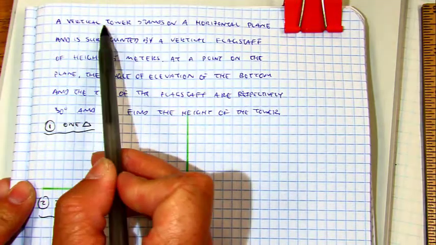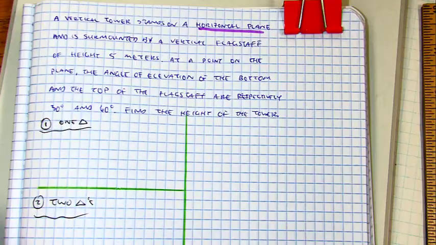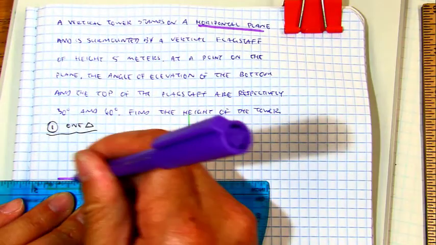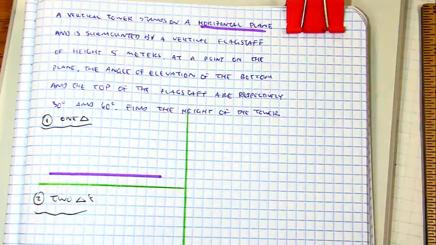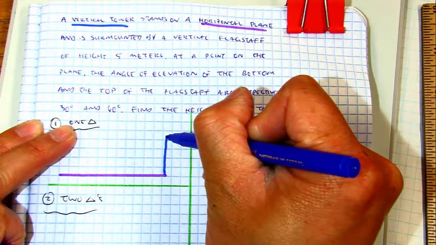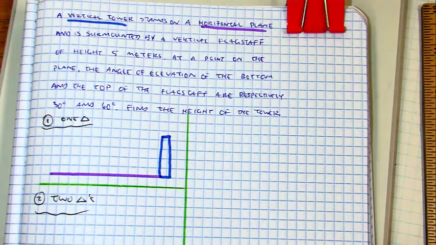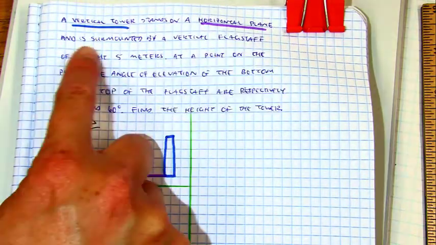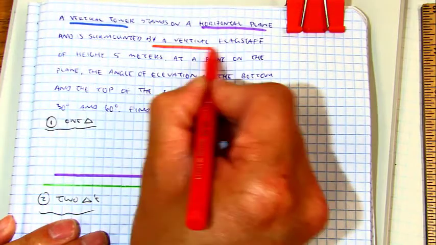A vertical tower stands on a horizontal plane. So let's go ahead and draw a horizontal plane. A vertical tower, it's okay if it's a building. A vertical tower stands on a horizontal plane and is surmounted by a vertical flagstaff.